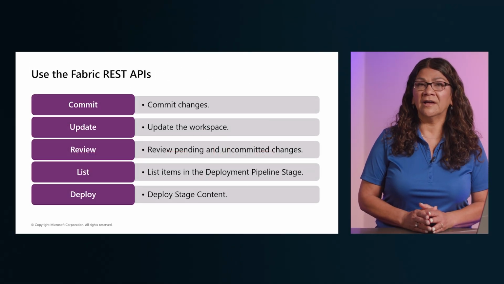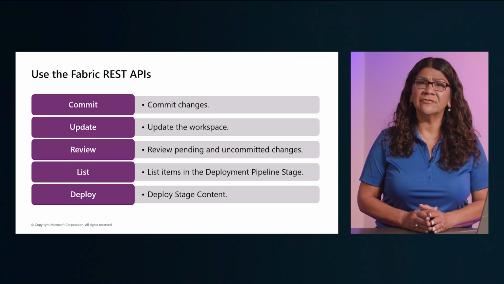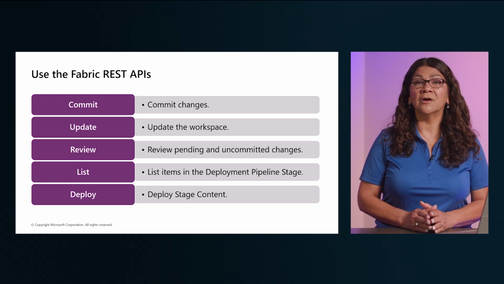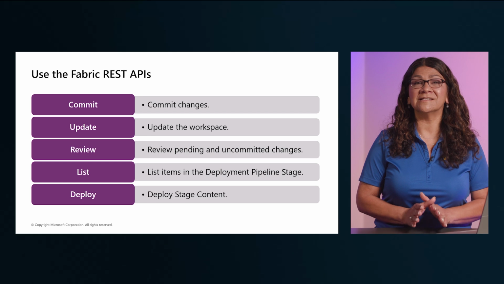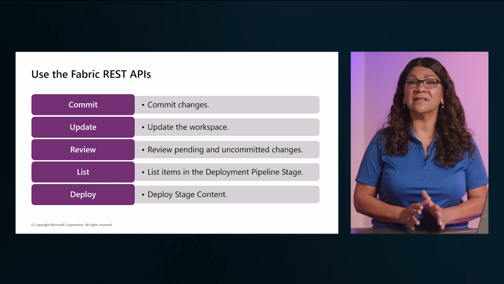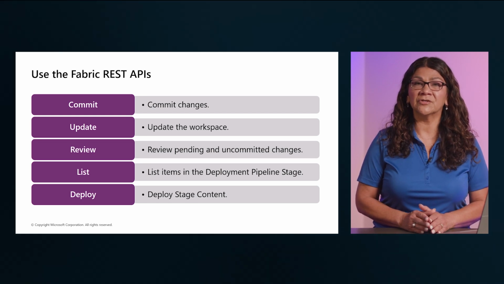Fabric REST APIs allow you to automate Fabric procedures and processes, improving efficiency and productivity. REST APIs stand for Representational State Transfer Application Programming Interface. REST APIs are used to manage and interact with various Fabric services.